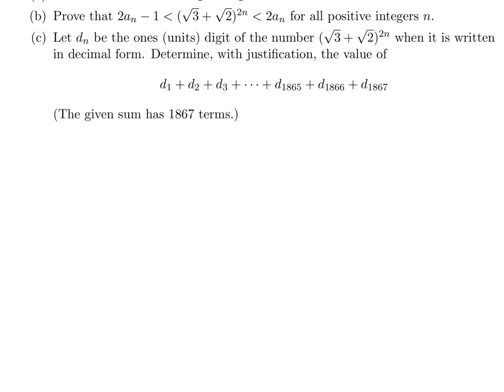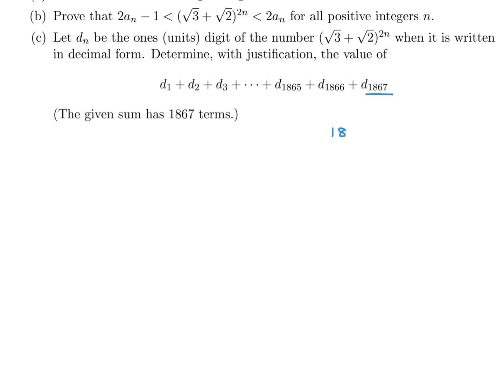Let dn be the units digit of the number root 3 plus root 2 to the 2n when it is written in decimal form. Determine with justification the value of d1, d2, all the way to d1867.